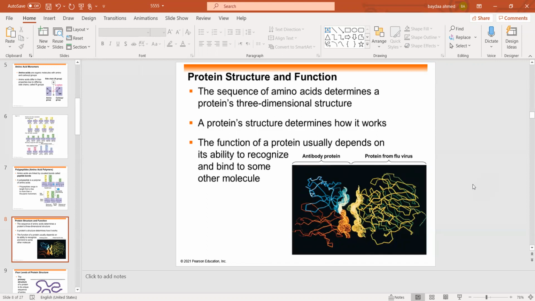Complementarity of shape between these two protein surfaces shows in this image the exact match of shape between an antibody, the orange and blue part, which is produced by the body as immune defense, and the particular foreign substance, this protein from the flu virus, the yellow and green parts. The antibody has a complementary shape with the protein parts of the flu virus and marks this virus for destruction.